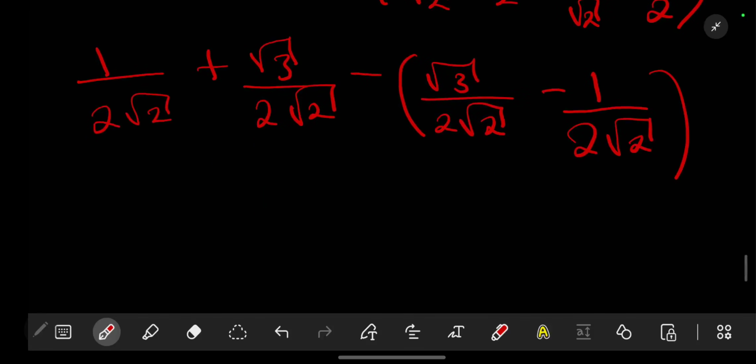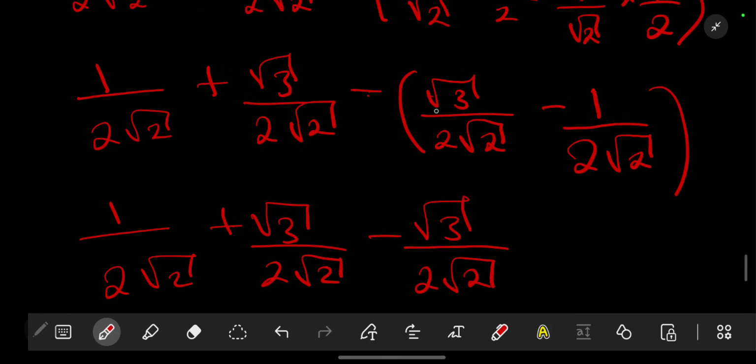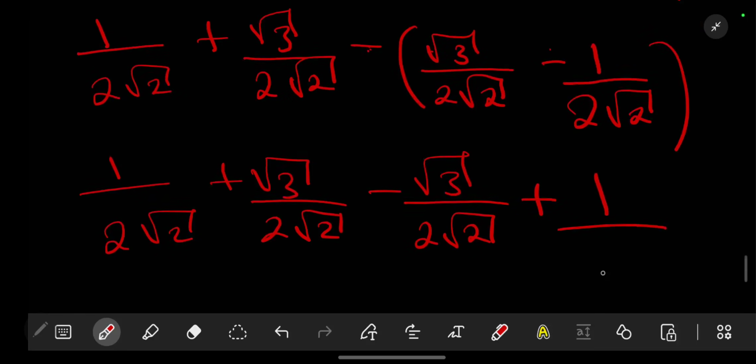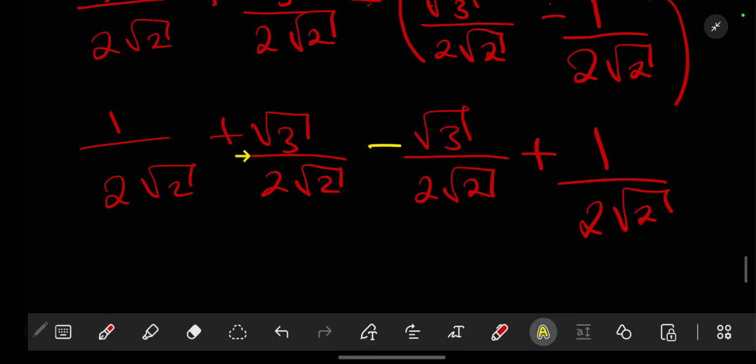From here, open the bracket, so we have 1 over 2 root of 2 plus root 3 over 2 root of 2. This by this, it will be minus root of 3 over 2 root of 2, like that. We are opening, then this by this, it will be positive. By doing that, it will prevent you from making mistakes. So you have plus 1 over 2 root of 2. Don't try this at home. So we have the negative positive. Just think of it as this is being cancelled, but don't cancel, you're subtracting. So that is the same as having 0 there.